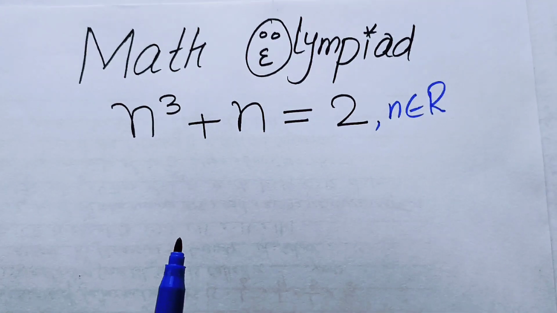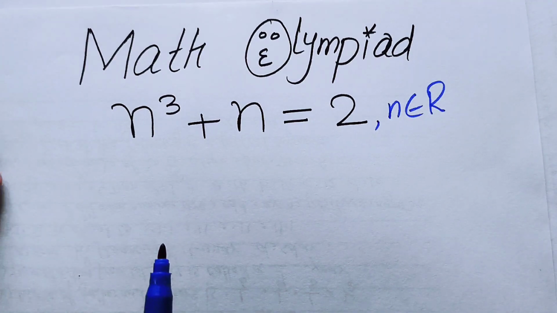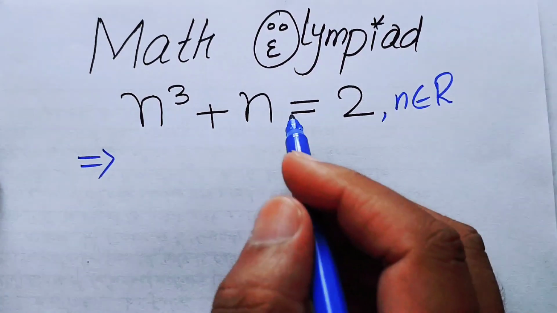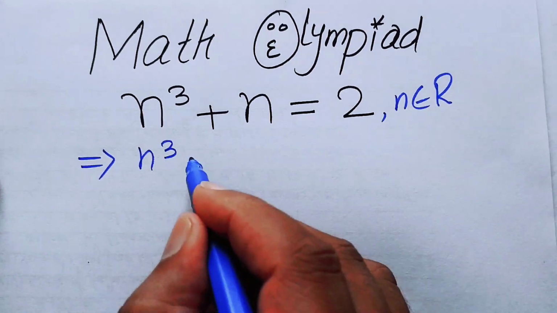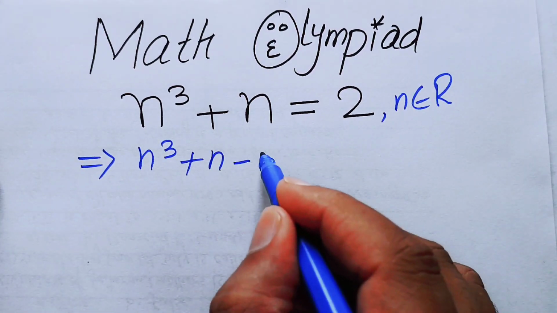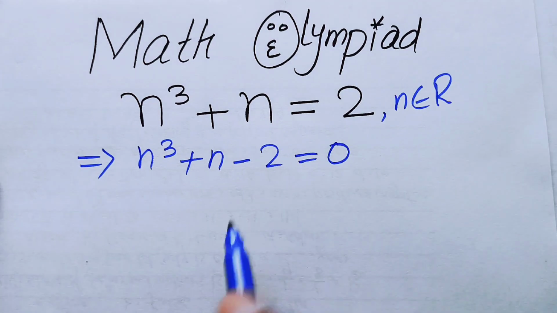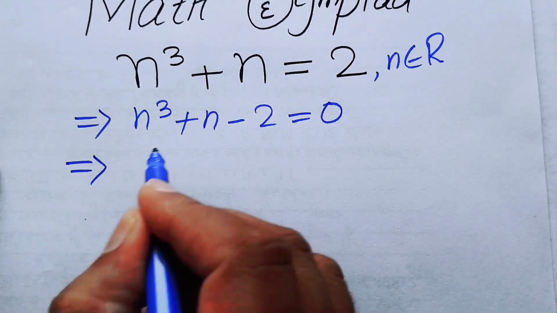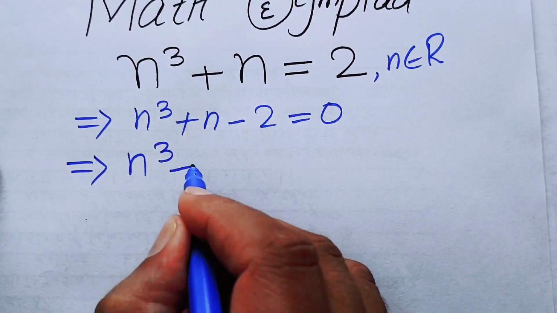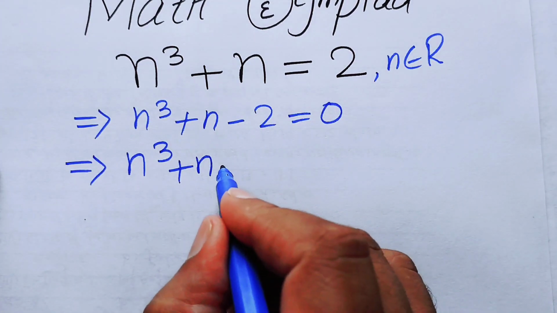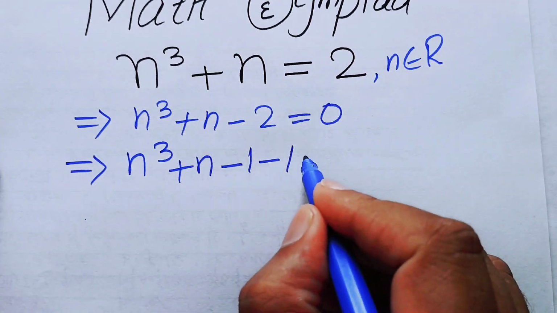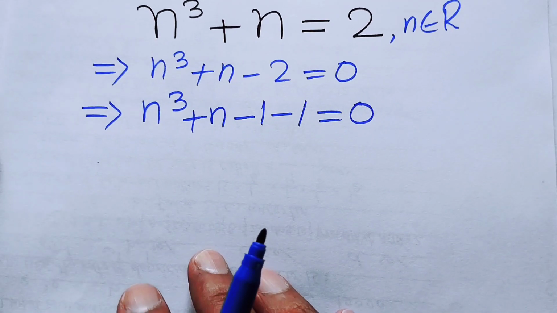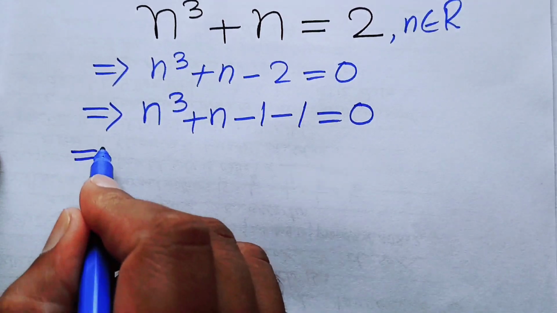So the very first thing we are going to do is rewrite this equation: we move this 2 to the left hand side, and you get n cubed plus n minus 2 is equal to 0. And after that I can rewrite this equation as n cubed plus n, and here you have minus 2, we write it as minus 1 minus 1, and the whole is equal to 0. And now I can make the pairs of the cubic term and the other term.